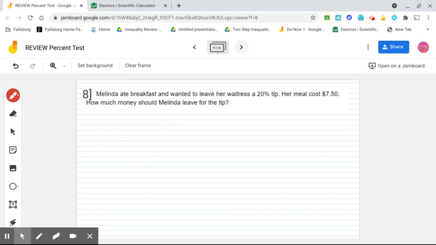Number 8, Melinda ate breakfast and wanted to leave her waitress a 20% tip. Her meal cost $7.50. How much money should she leave for the tip? Well, again, we just want to know how much money they should leave for the tip. That means we should use method 1. We want to find 20% of $7.50.